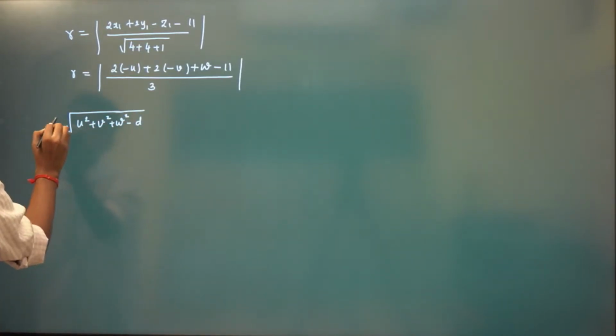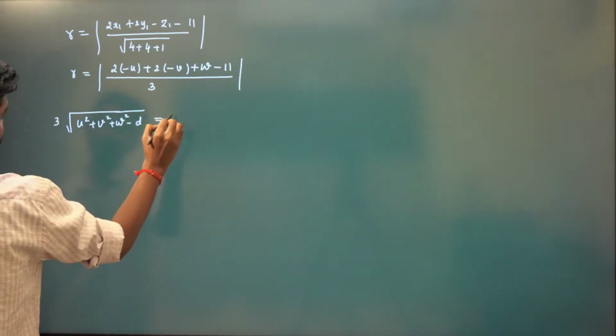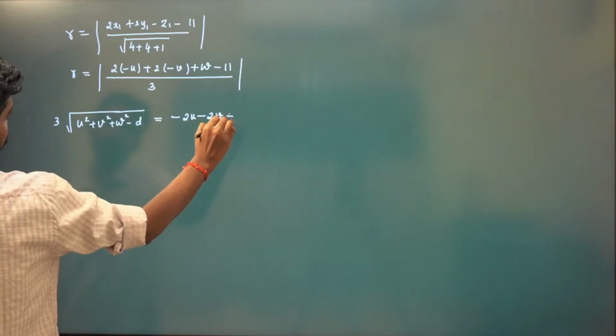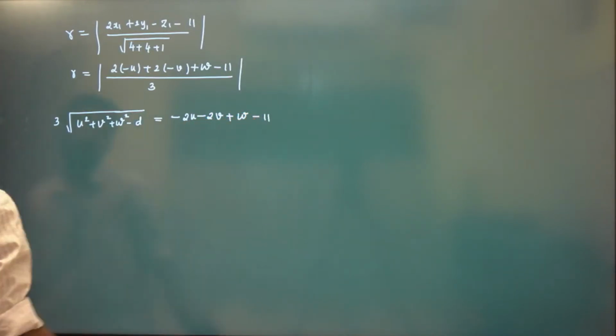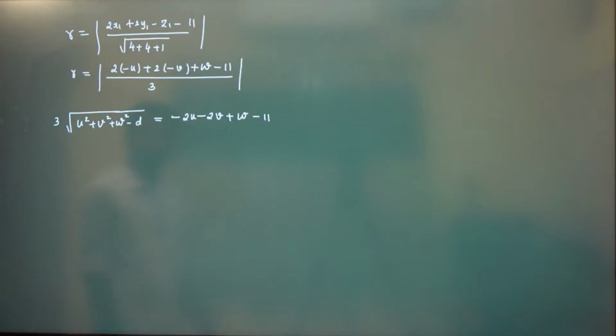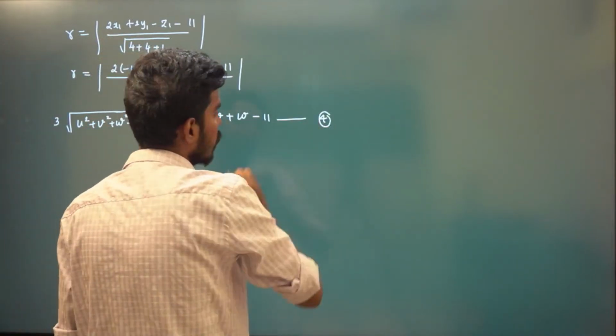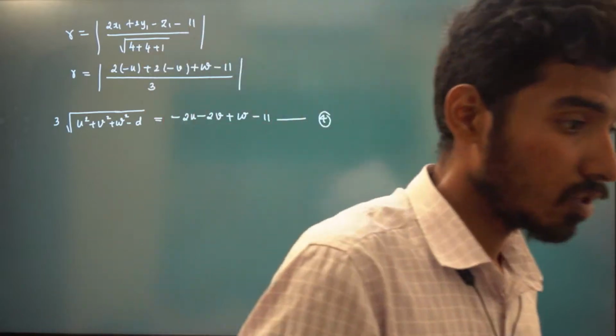So bring this 3 to this side. We will have -2u - t, 2v - w is equal to 0. Right? So this has to be the fourth equation. Now we need to solve 1, 2, 3, 4, right?